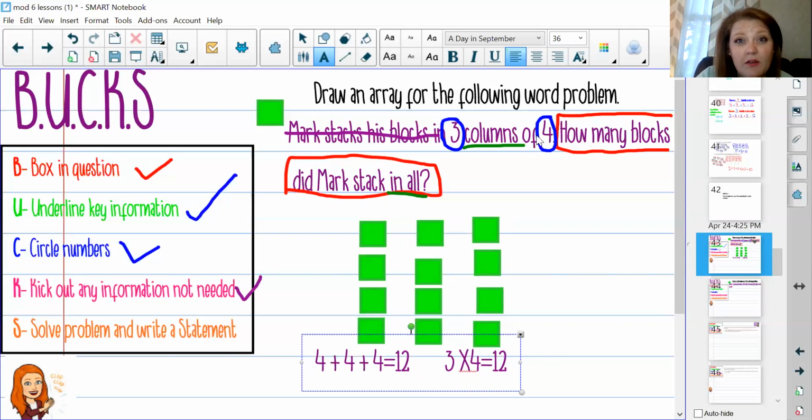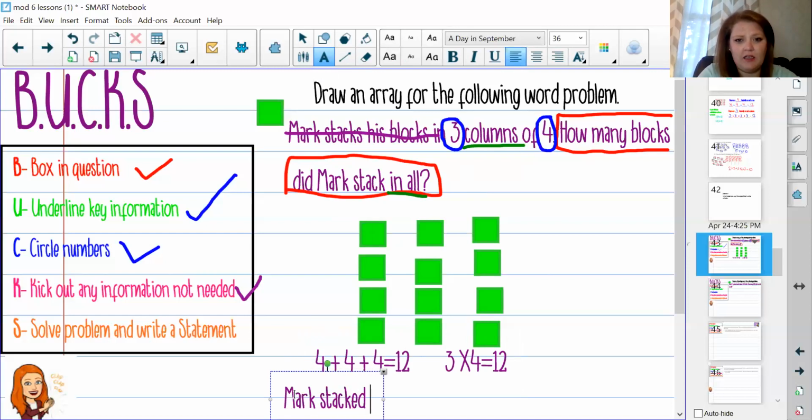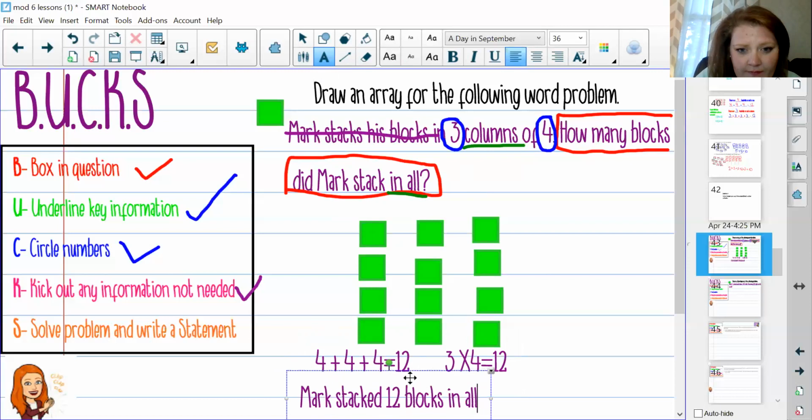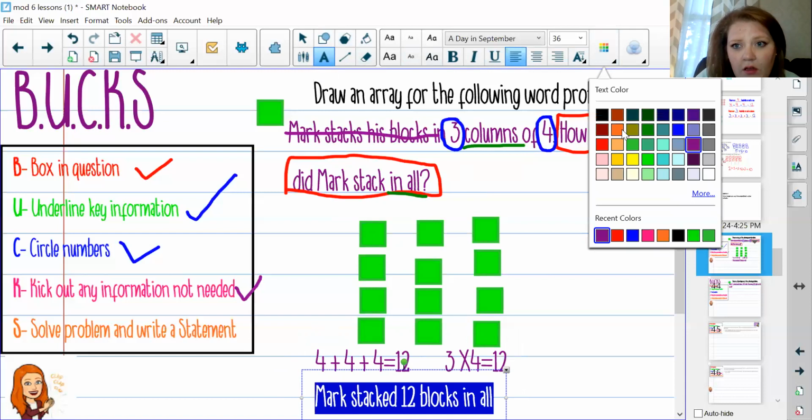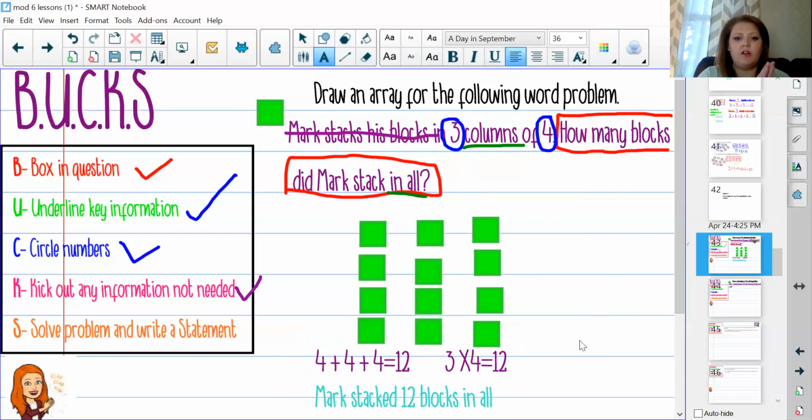All right. Now, are we finished? Oh, we need to write a statement. So here's where our question comes in. How many blocks did Mark stack in all? Now we're going to restate that sentence here. We're going to say, Mark stacked 12 blocks in all. You see how we restate that question? Let's make it a different color so it stands out. Mark stacked 12 blocks in all.